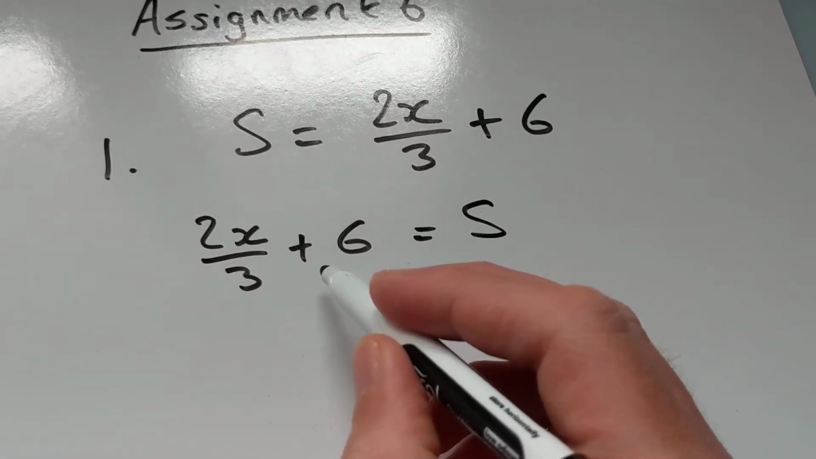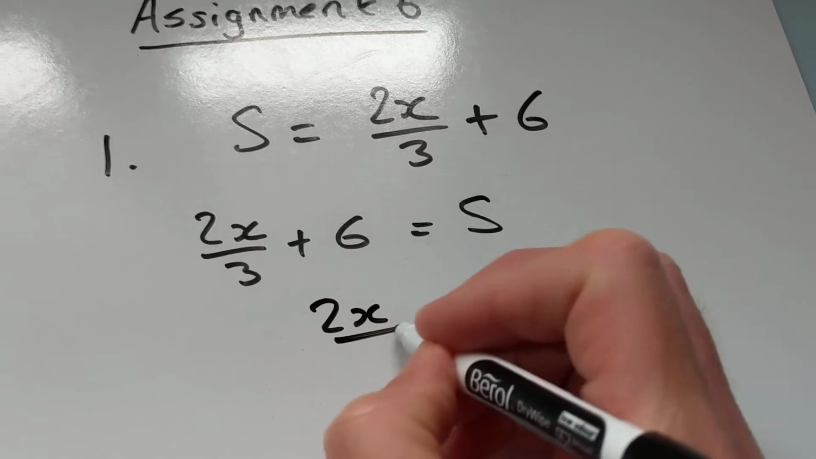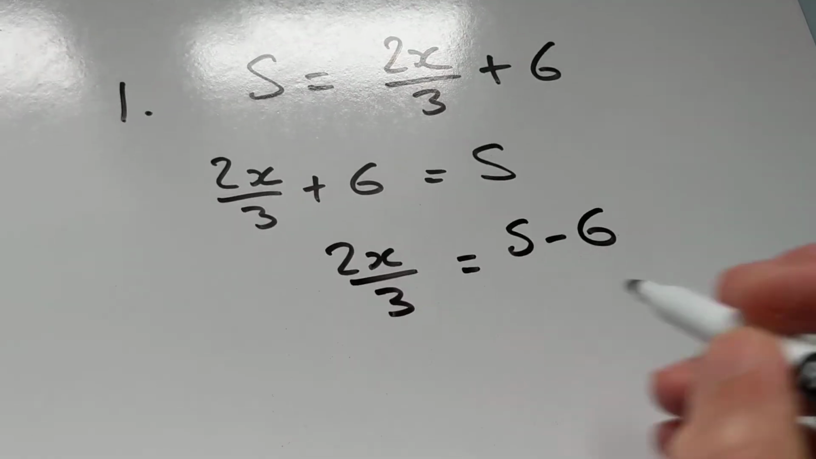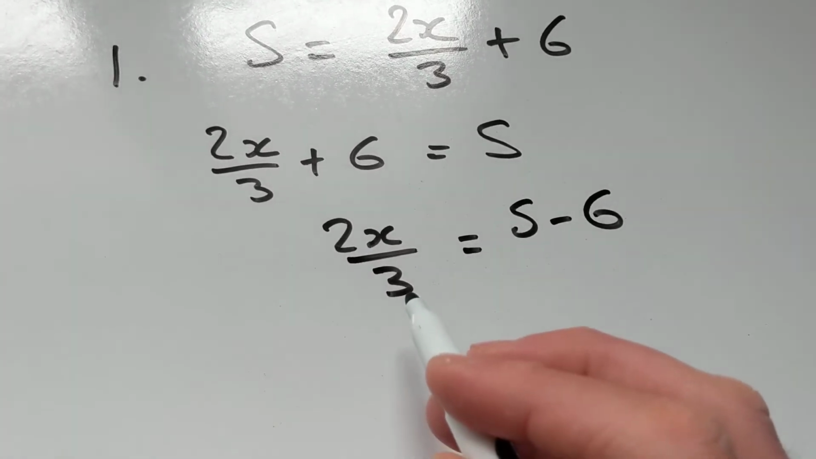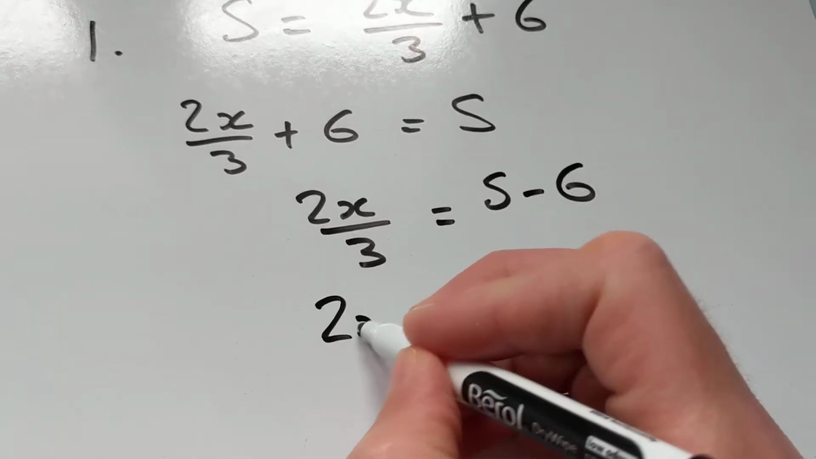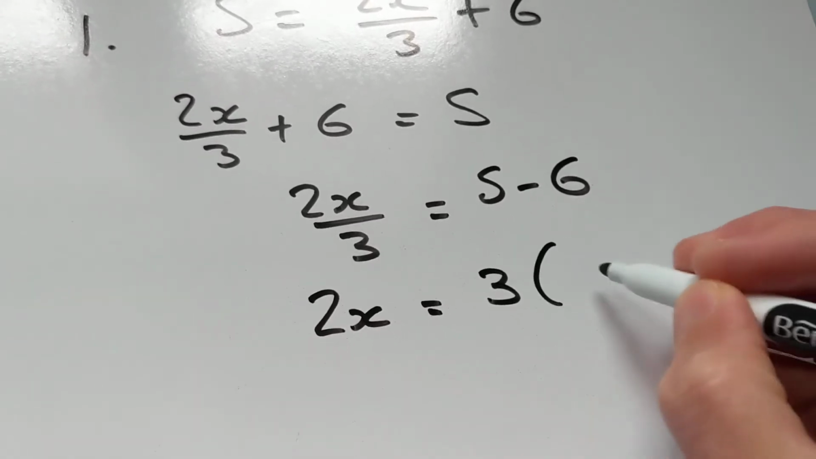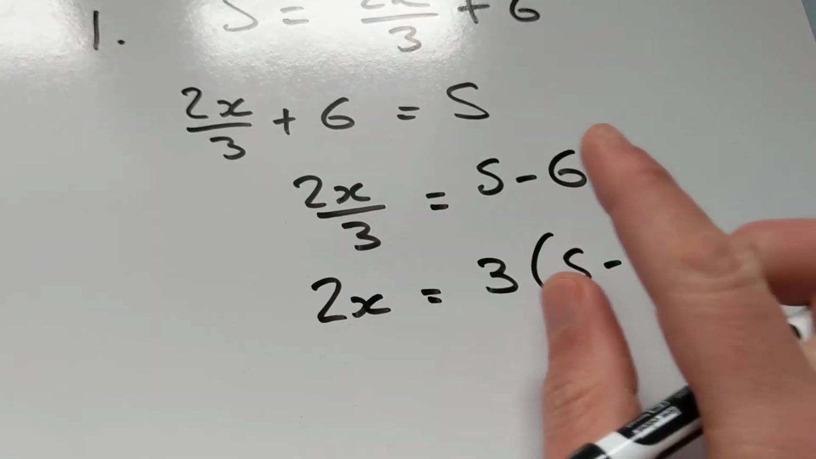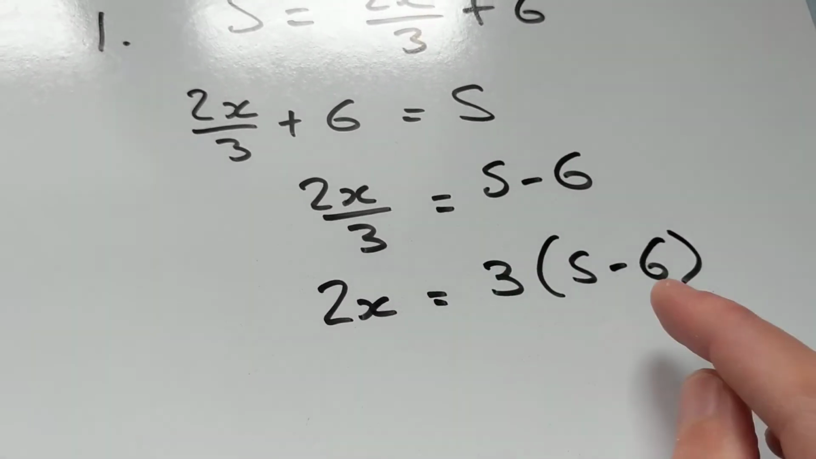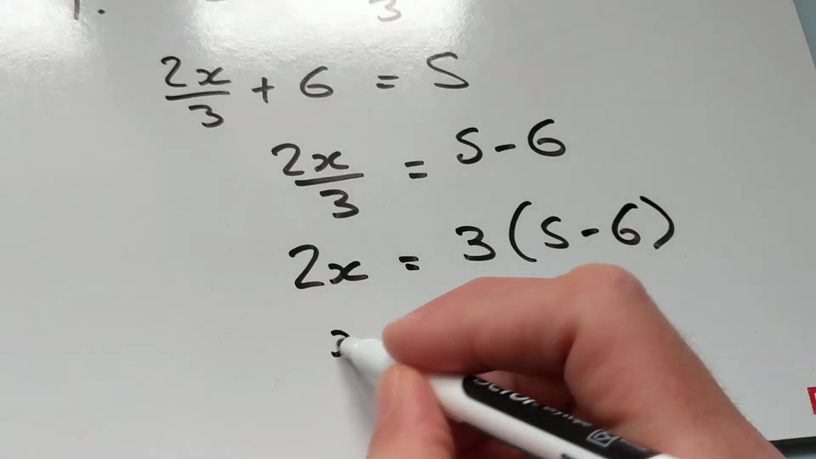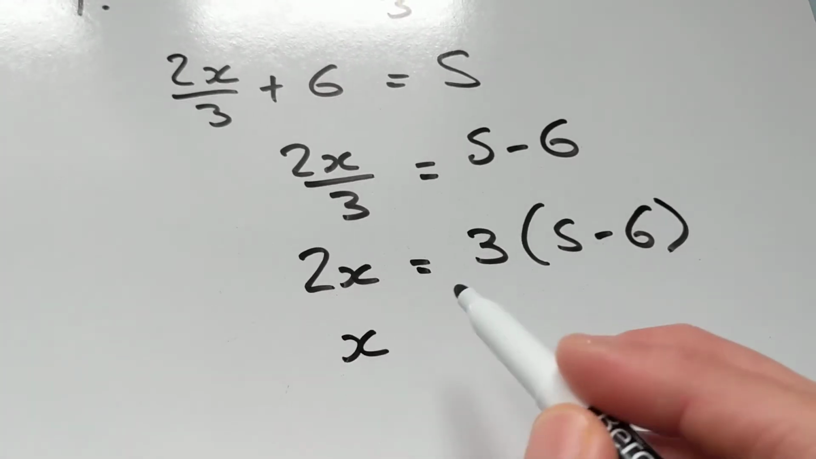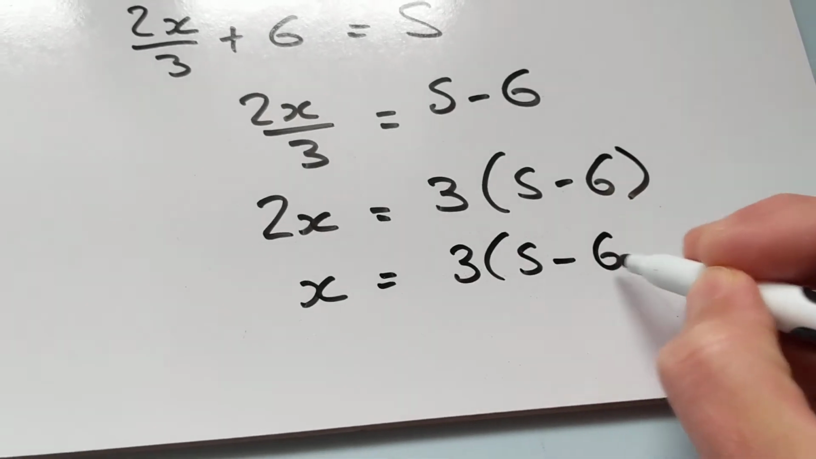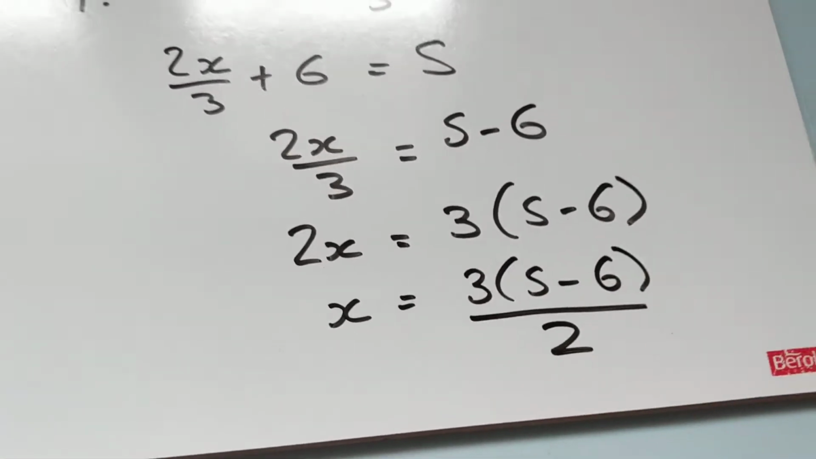So just switching the equation round the other way. Move that plus 6, so take 6 off both sides. Get 2x over 3 equals s, take away 6. To get 2x on its own, I need to get rid of this divide 3, so I times the 3 up. So 2x would equal 3 times (s take away 6). And I'm putting the brackets in there because if you times more than one term by something, you have to put brackets in. And to get x on its own, I need to get rid of this times 2, so I actually need to divide both sides by 2. So I'm going to get 3 bracket s take away 6 all over 2.